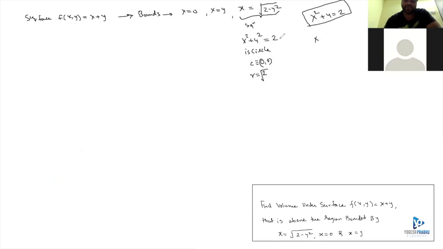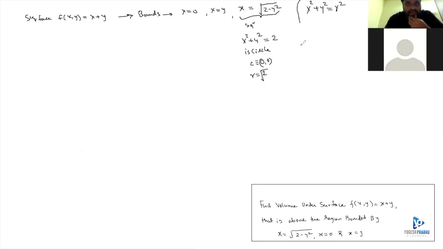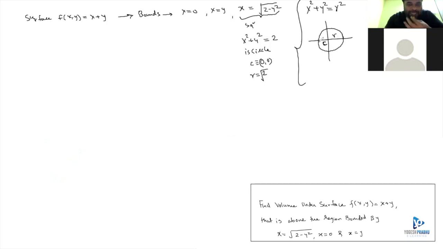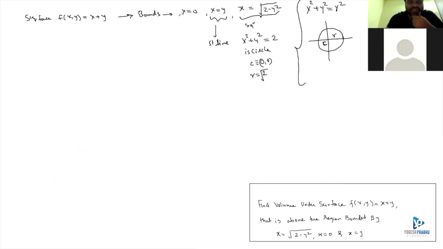Do you know the standard formula of a circle? The standard formula of a circle is x squared plus y squared equal to r squared. That's a standard circle, and that circle has its center at the origin, and the radius is r. And that's why r is root 2. So r equals square root of 2. What is y equals x? Straight line. And what is x equals 0?